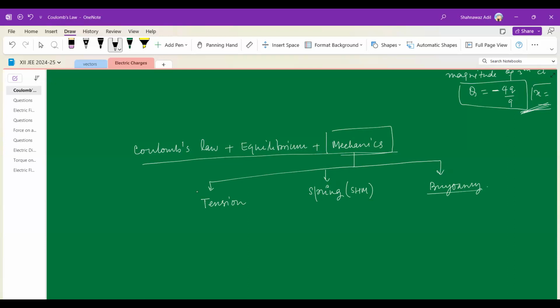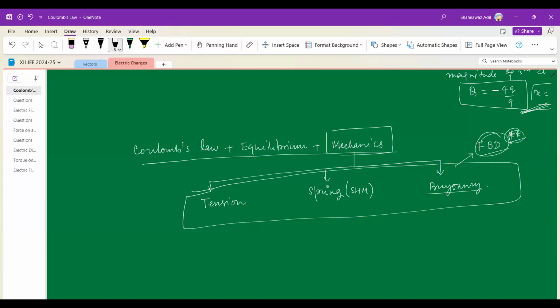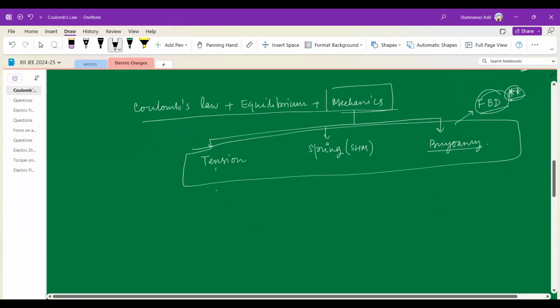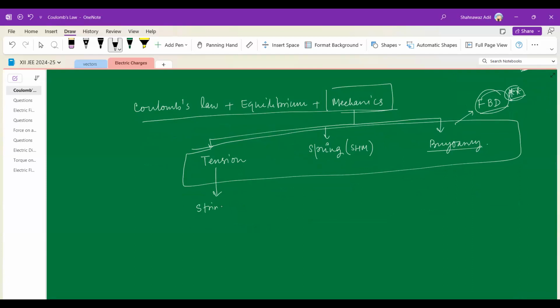For all these things, you have to remember what a free body diagram is. This thing we have discussed, right? This is the thing that you will need. So tension, you already know that this arises due to the thread, or what we call a string.